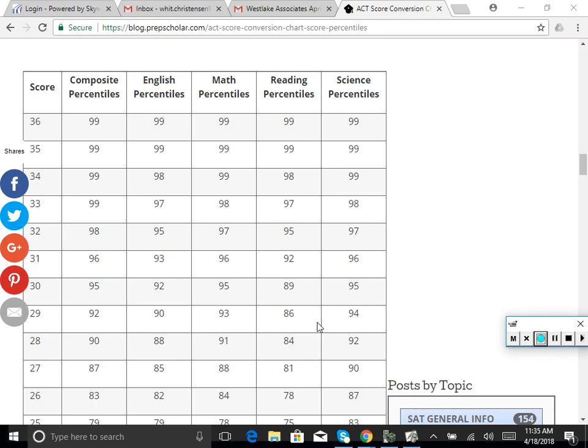So Dallin, since you got a really good math score on the ACT, do you mind telling us your score on the math portion of the ACT? Okay, 27. So let's look and see what percentile he fell in. He's in the 88th percentile. That's really good. 88% of students who take the math portion of the ACT get lower than him.